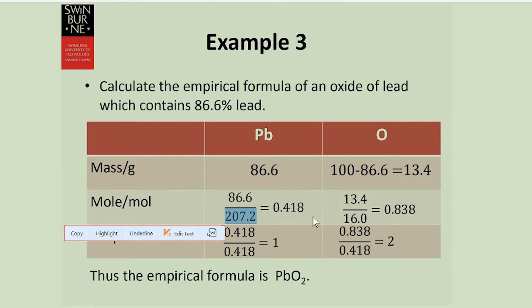So we divide the mass by the molecular weight, then we find the number of moles. What the number of moles is, or what the molarity is, we will cover in the next slides. But for this, we find the number of moles is 0.418 moles of lead.